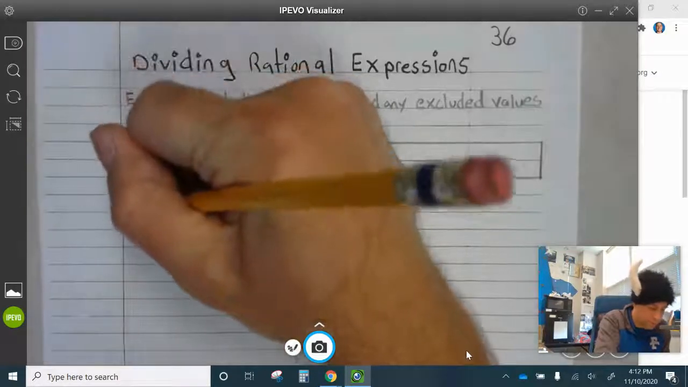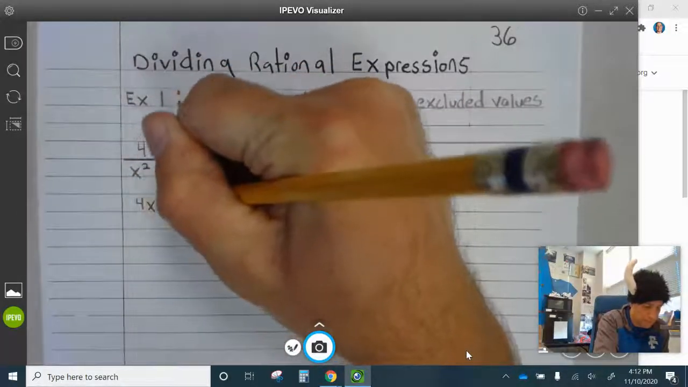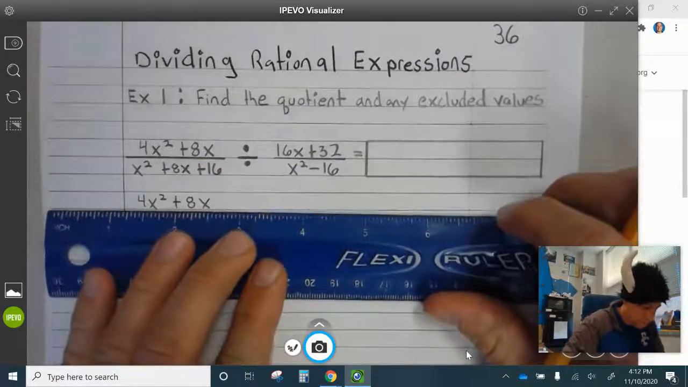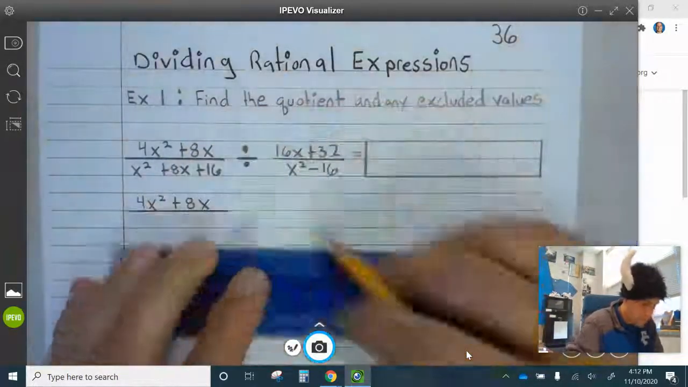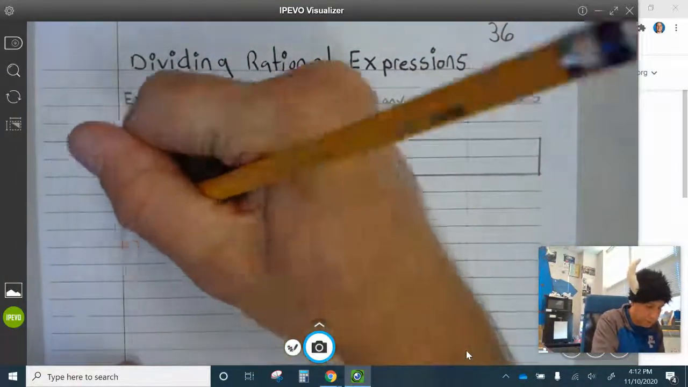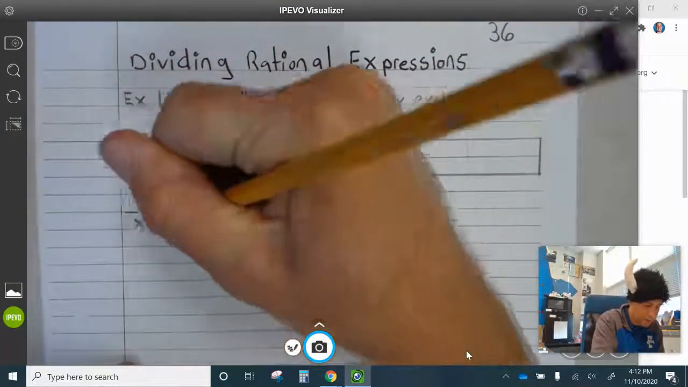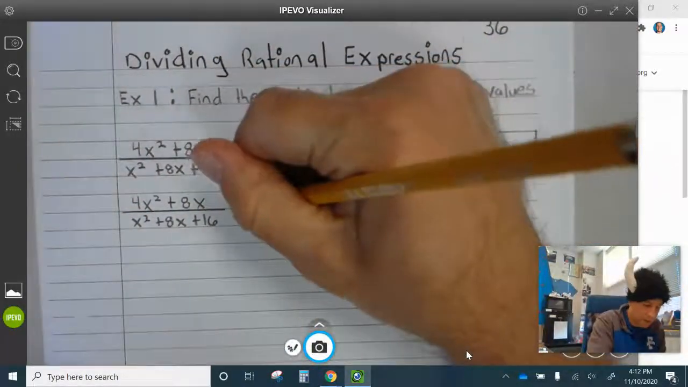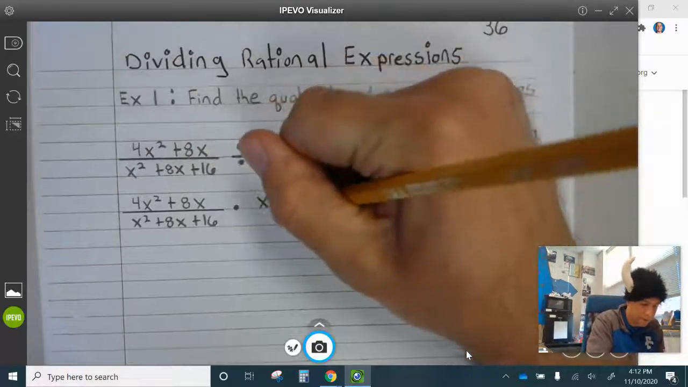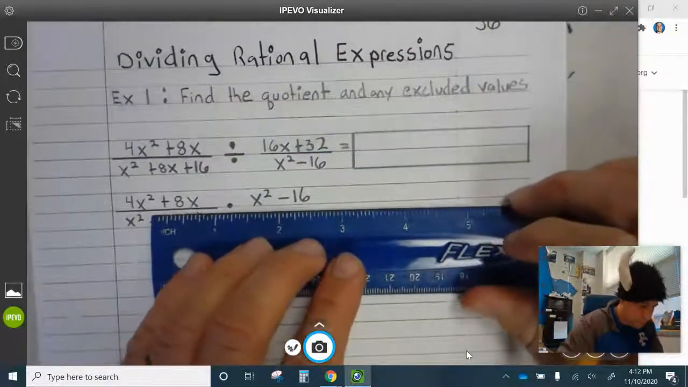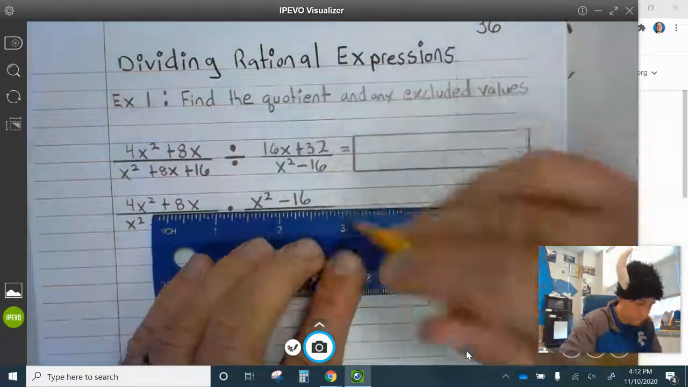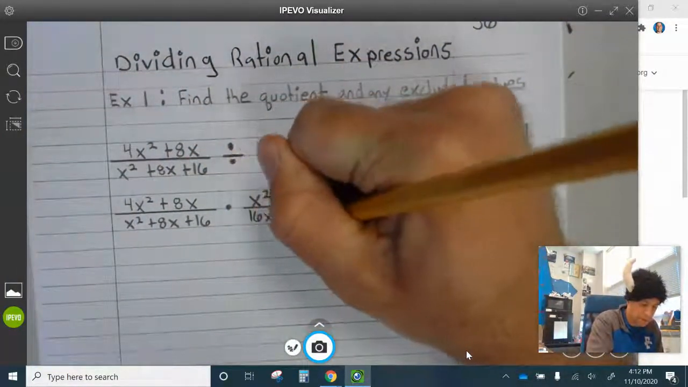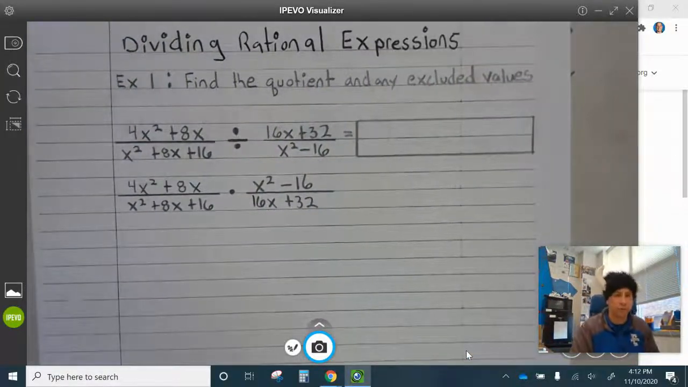All right. Journal page 36, dividing rational expressions, example 1. Find the quotient and any excluded values. So the first thing is we need to change from division to multiplying by the reciprocal. So that's 4x squared plus 8x divided by x squared plus 8x plus 16 times x squared minus 16 divided by 16x plus 32. Okay, now we need to factor the numerator and denominator.